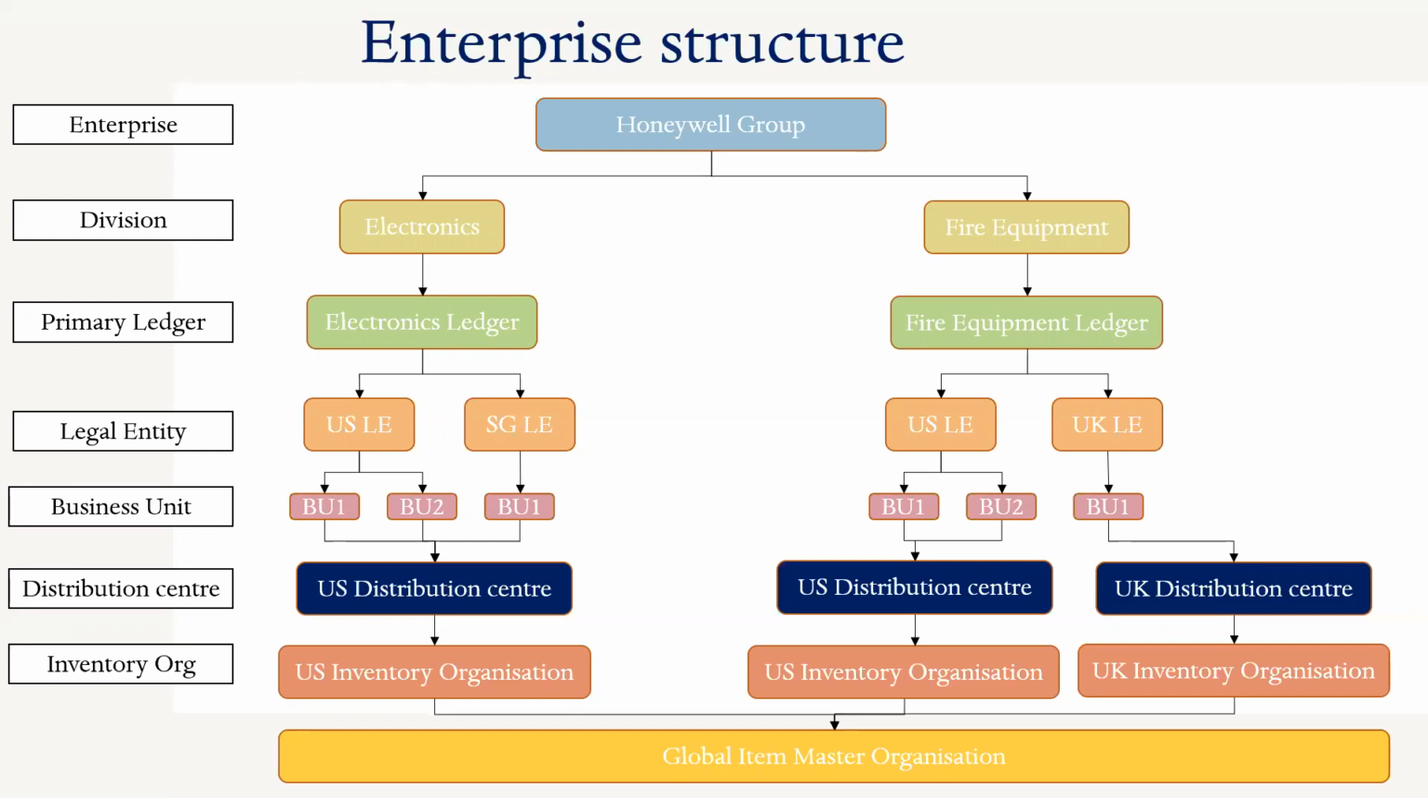So at a high level, this is the structure. On top we will have the enterprise, and then we will have the division, and below that we will have the primary ledger where we will have the multiple legal entities attached to it, and we will have business units assigned to it, and we have the distribution center that is again for reporting purpose. Then we will have the inventory org and the item master, and then we will have the sub inventories. So this is the enterprise structure.